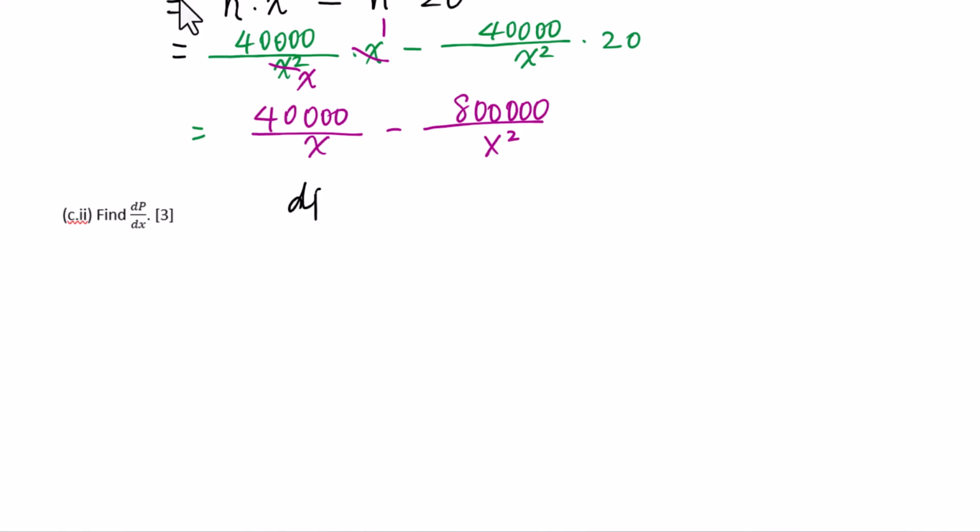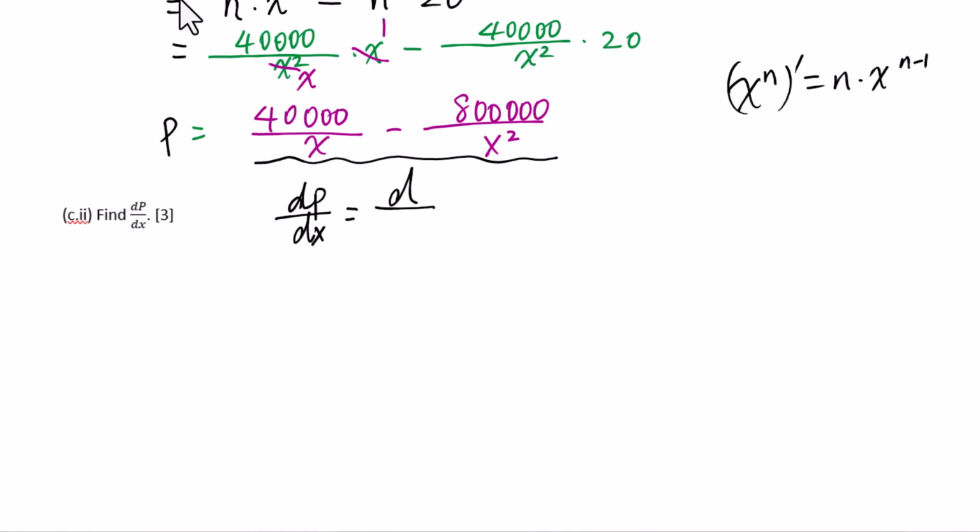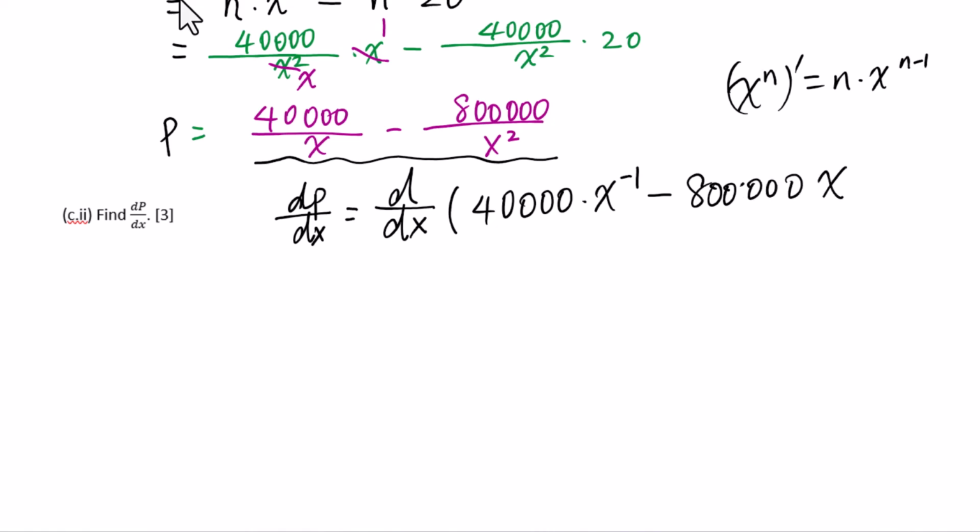Let's go to C. We are looking for dP/dx. We know P equals this. We need to change this into single power form. Then we will use this formula. So d/dx of 40,000 times x to the negative first power minus 800,000 times x to the negative second power.